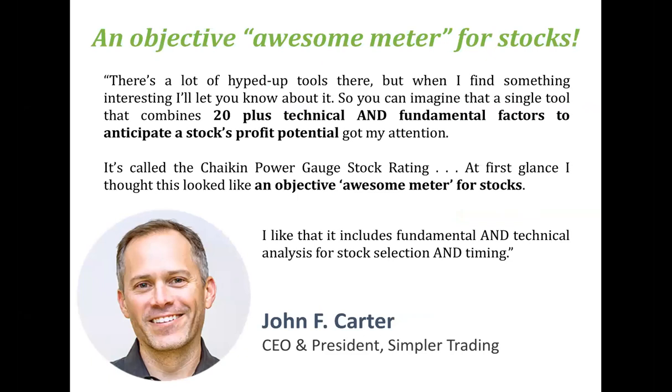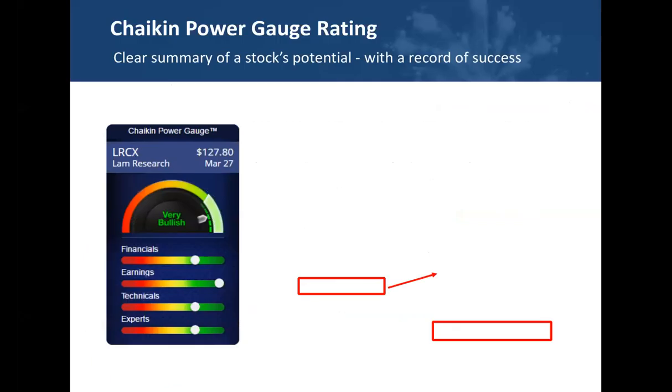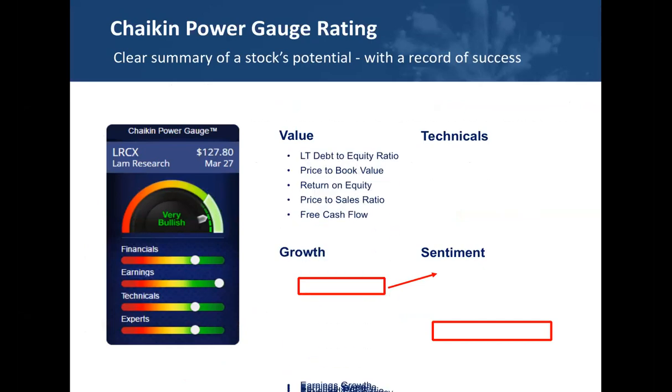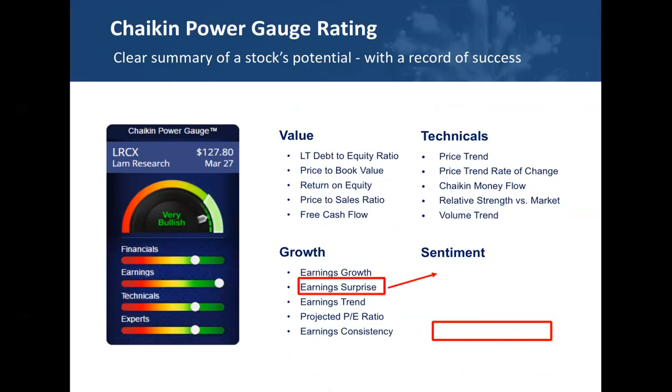So what is it that got John Carter so excited? Well, the Chaikin Power Gauge rating has 4 primary factors that cover growth, value, technicals, and sentiment. And within each of those 4 primary factors, there are 5 sub-factors.